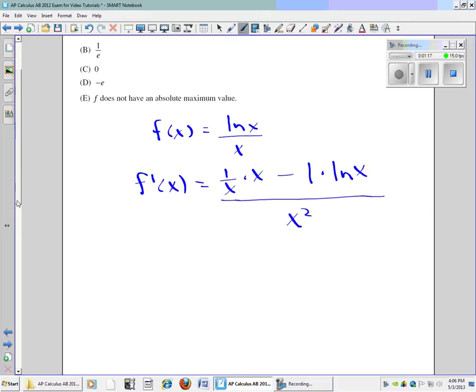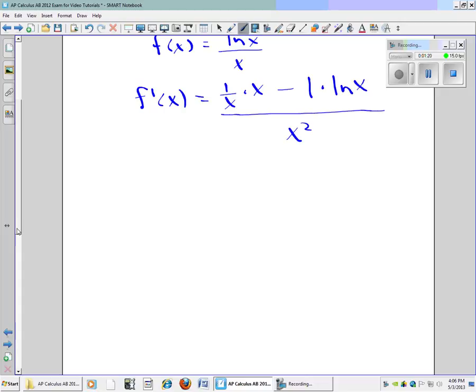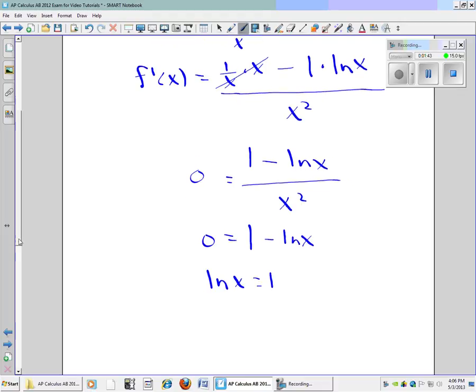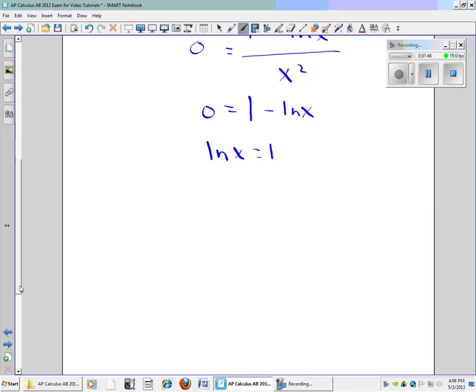We can simplify, and I notice that the x's will cancel, and that will leave me 1 minus the natural log of x over x squared. We said we were going to set that equal to 0. And if we do so, now we can multiply both sides by x squared and get 0 equals 1 minus the natural log of x. Adding the natural log of x to each side, we get the natural log of x equals 1. And we're solving for x, and we know that the natural log of e is 1, so x is equal to e.